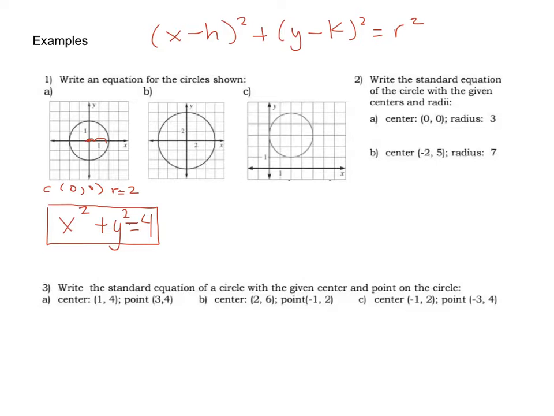Now for B, again, another center at 0, 0. The radius in this case looks like 1, 2, 3. It's a little bigger. So the only thing that will change from the last one, because it has the same center, is instead of being 2 squared, it's 3 squared, which would be 9.